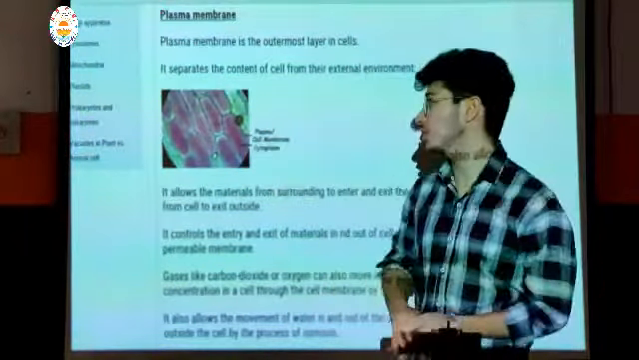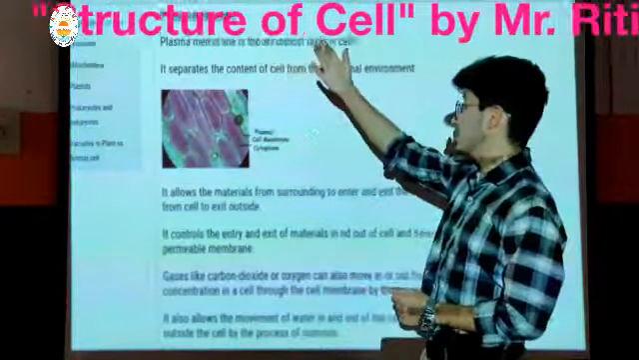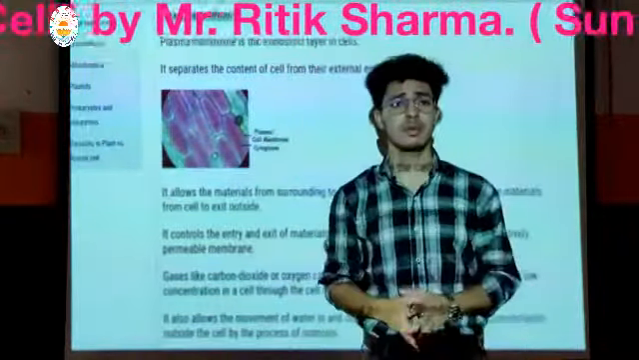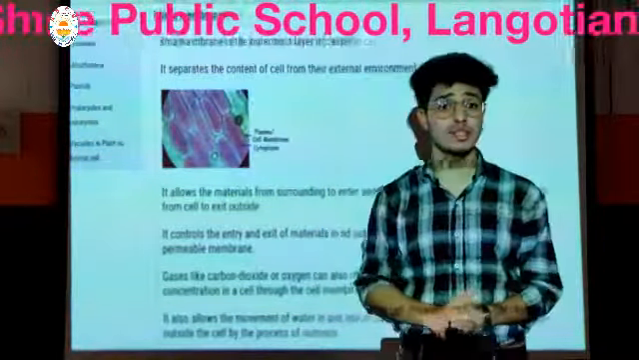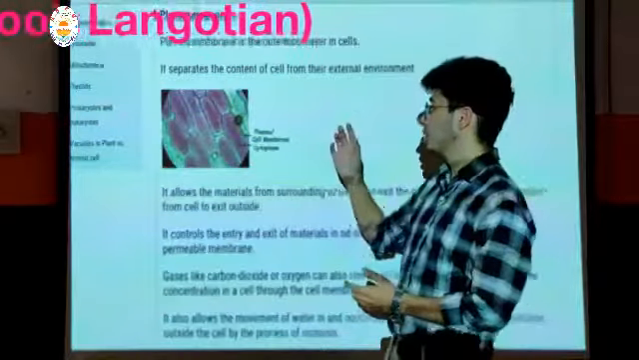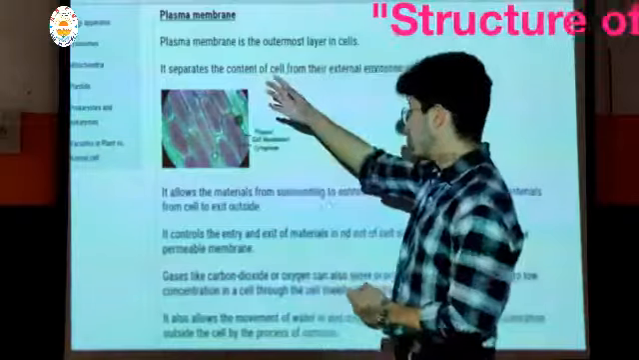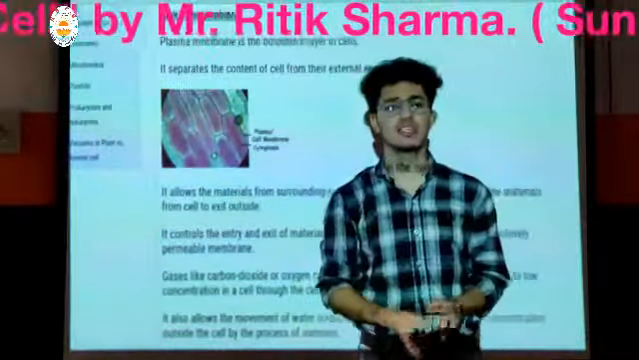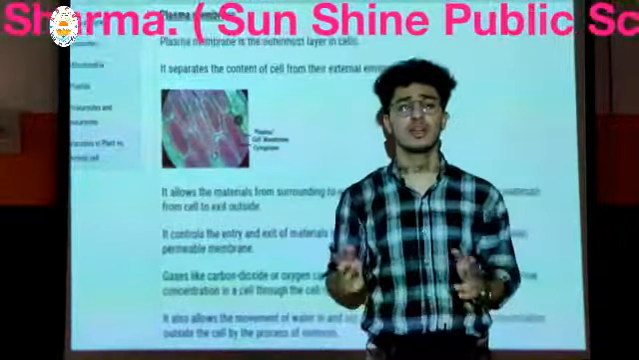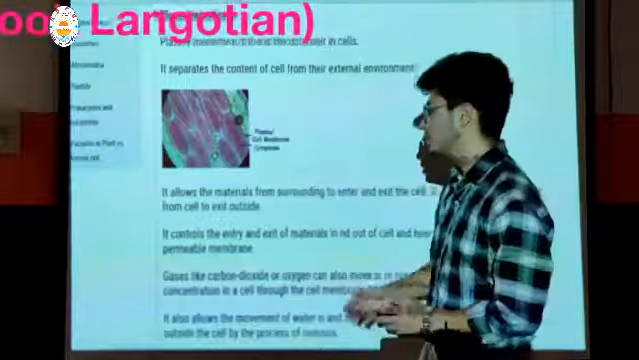So let's take our first one, plasma membrane. Plasma membrane is the outermost layer in cells. What is the plasma membrane? It is the outermost layer in all animal cells. It is the outermost covering, you can say. It separates the content of a cell from the external environment. Like I said, it is the outermost covering of a cell, so naturally it separates the content of a cell from the external environment.